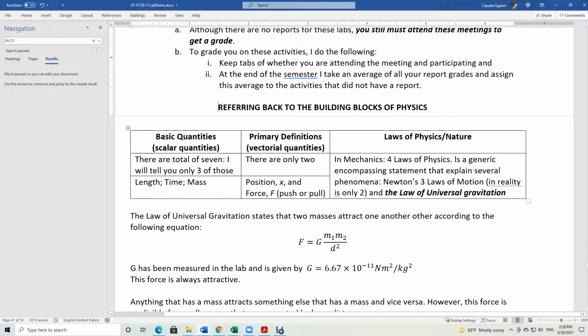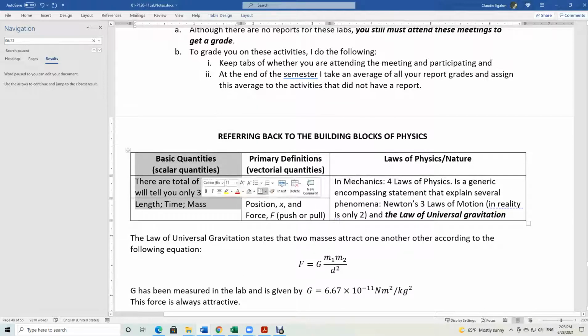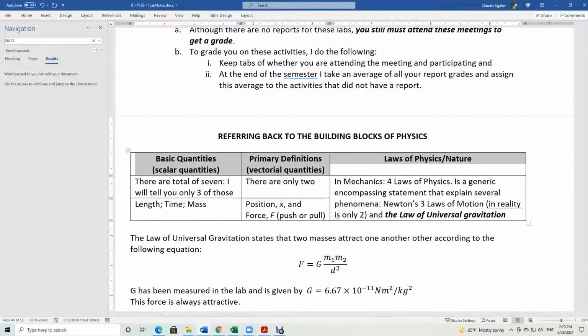Going back to our building blocks of physics. Basic quantities, there are 7, but you have to worry only about 3: length, time, and mass. Primary definitions, there are only 2, position and force. The basic quantities are scalar quantities. The primary definitions are vectorial quantities. I covered that before, right? And what's the other building block of physics? The laws of physics. Right now, we study only 3 laws of physics, the 3 Newton's laws of motion. Now I'm going to introduce you to the law of universal gravitation.